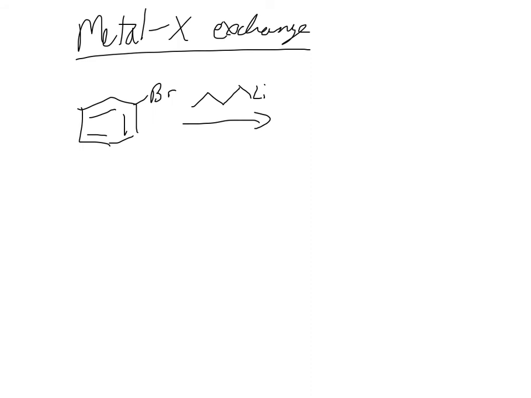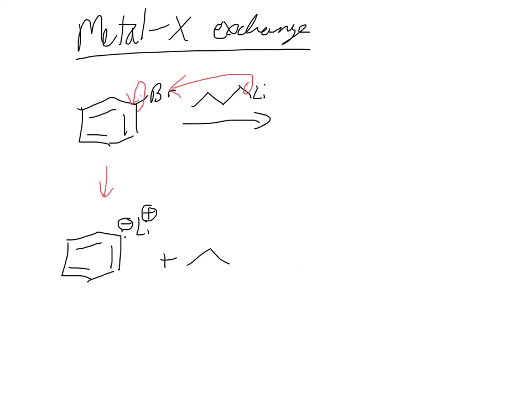And what can happen is these two electrons here attack the bromine, and the two electrons that the bromine is bonded to go right to that carbon. And now this carbon really has a negative charge, and the lithium is there. And we also made bromobutane. So it's a lithium-halogen exchange, a metal-halogen exchange. The metal exchanges for the bromine.